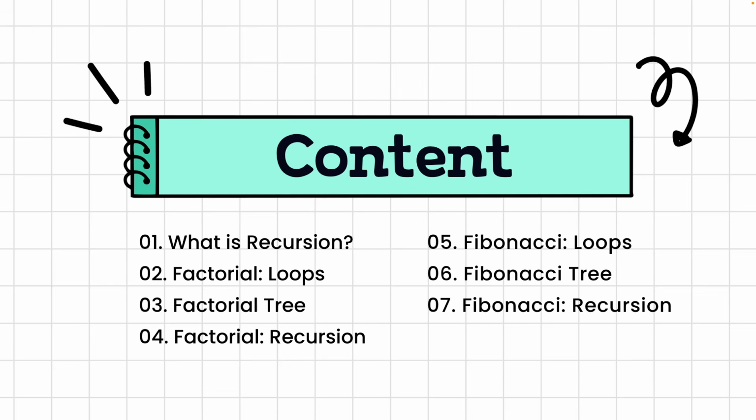So the content of this tutorial is as follows. We will start with what is recursion and then explain how it is done, followed by two major examples which are the factorial and the Fibonacci, and for each example we will try the iterative loops implementation and then the recursive implementation, and we will also visualize their respective trees. So let's start with what is recursion.